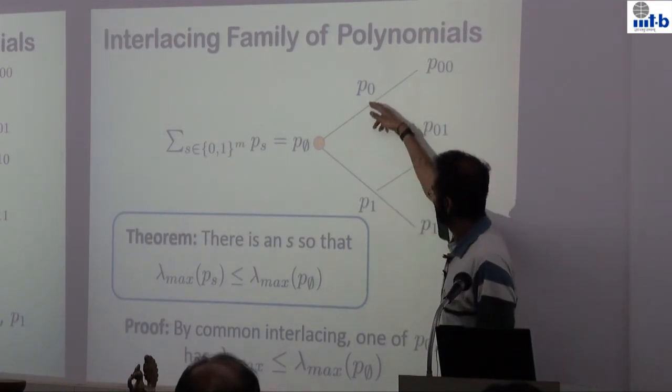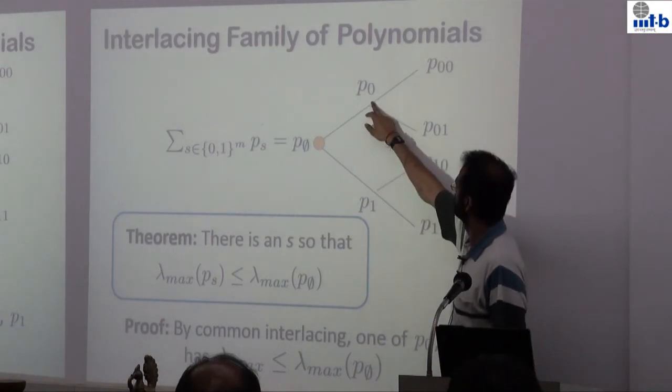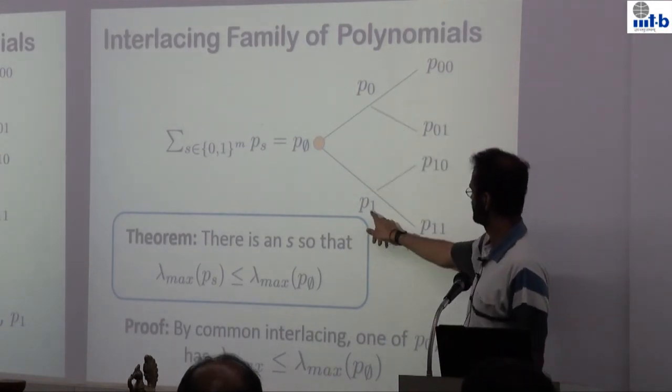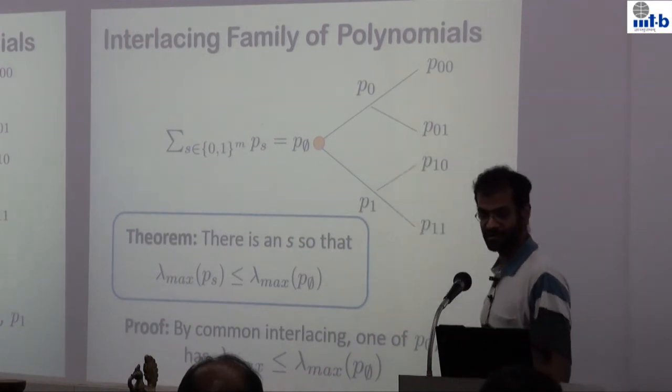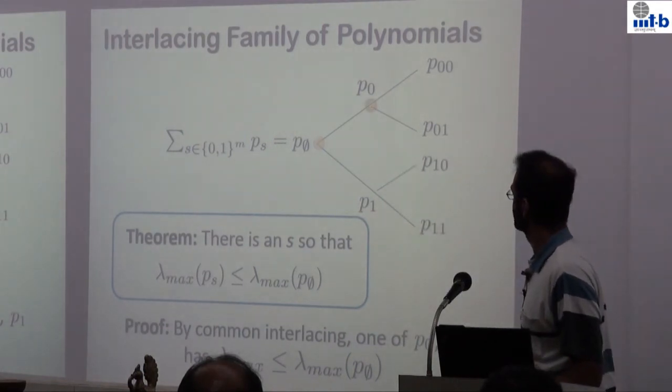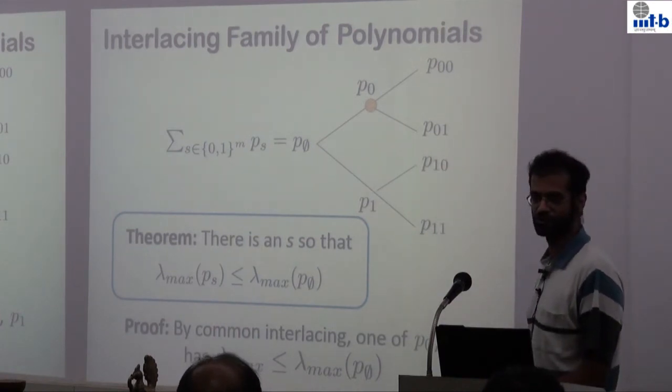It's a sum of p naught and p1. Right? P naught is the sum of all polynomials with a 0 in the first bit. P1 is the sum of all polynomials with a 1. But these have a common interlacing. So the largest root of one of them, say p naught, is at most the largest root of the root.